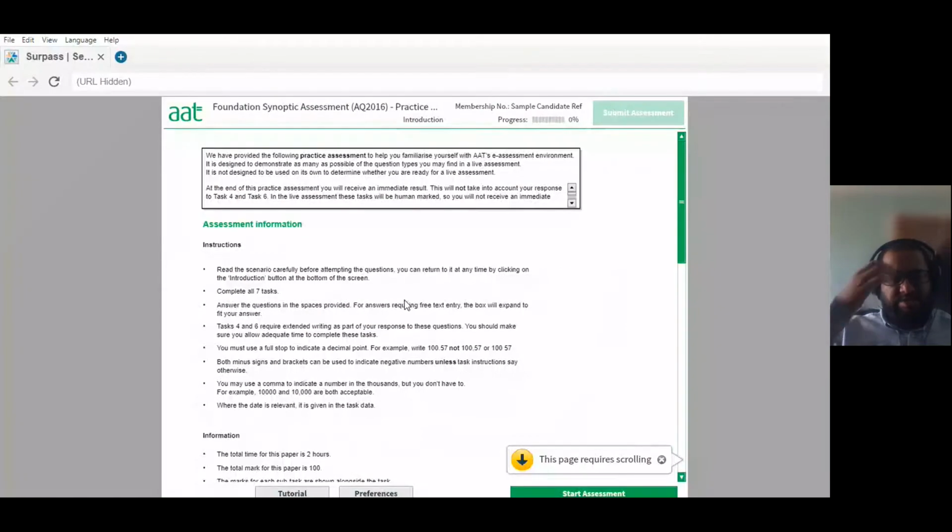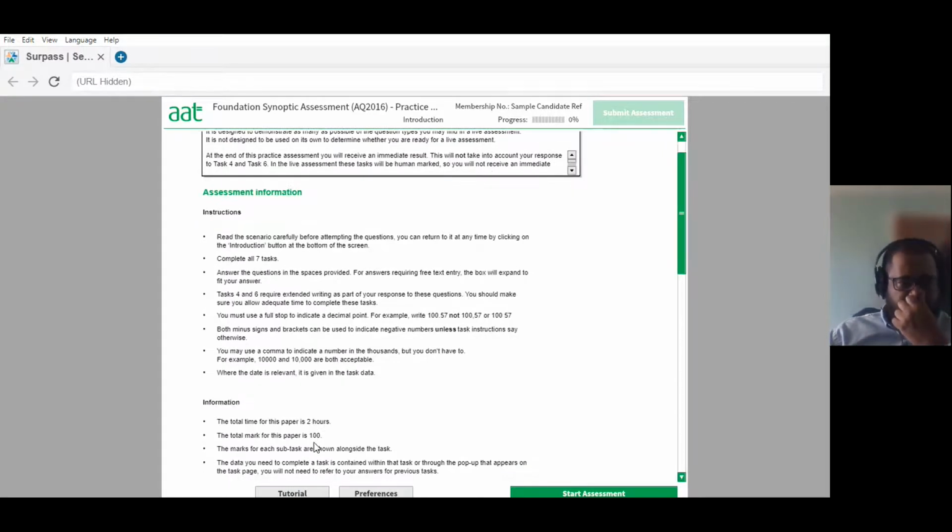So we are currently looking at the screen now. This is the standard format of it. The exam consists of 7 tasks, as it says here, and it has a duration of 120 minutes, so it's 2 hours. The total marks for the exam is 100.